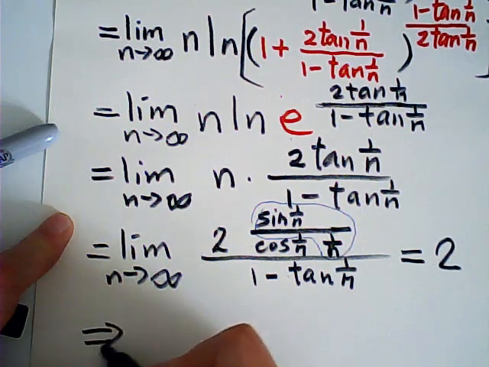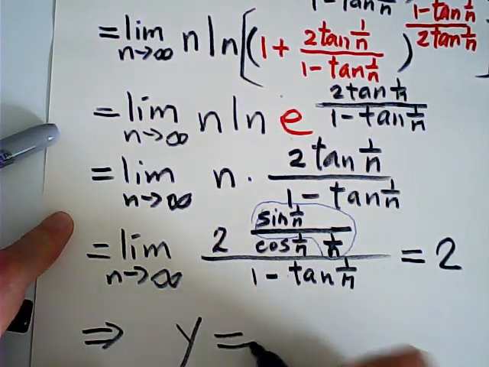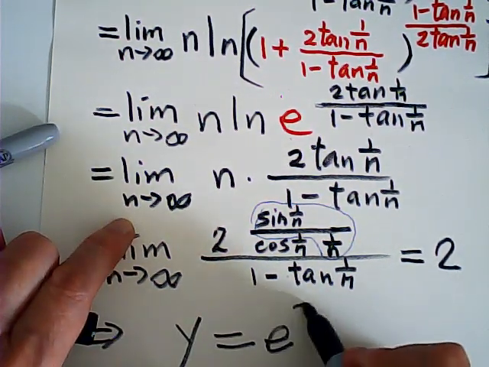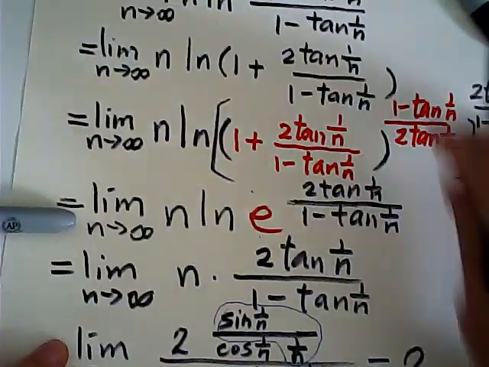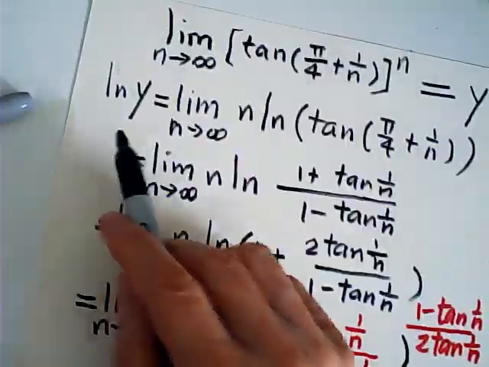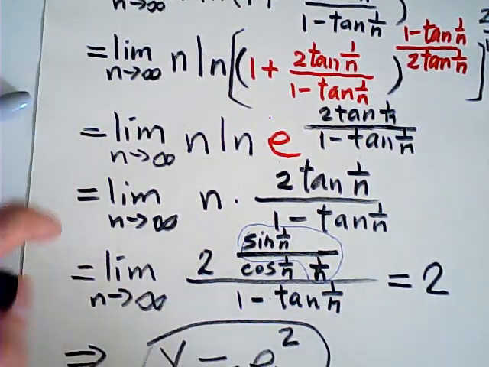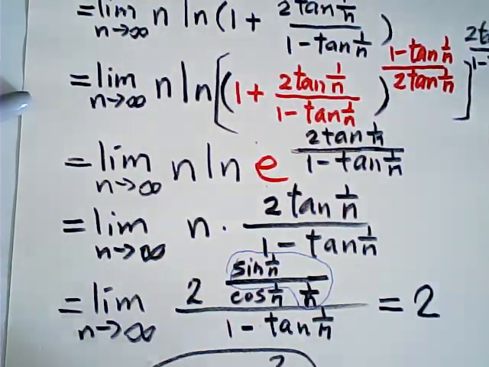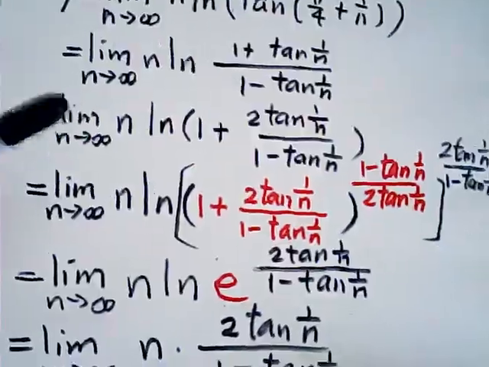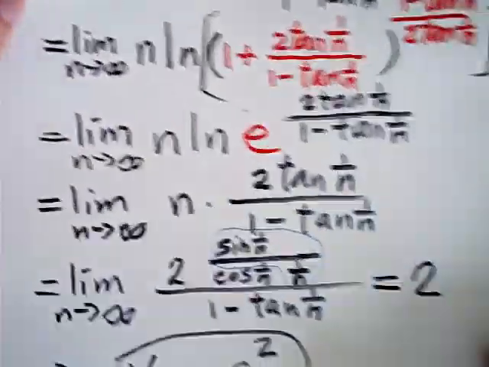Therefore, our limit y is equal to e squared, because the whole thing, log y, is 2. Log y is 2, therefore y equals e squared. This is the limit we are looking for. Okay, this is our first method.